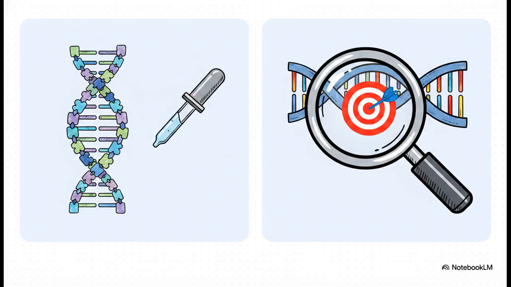Next up in the ring, it's SSR against SNP. SSR markers look for short, repeated DNA sequences. Think repeating letters like AT. They are widely used and highly informative, though developing their initial primers can definitely be costly.